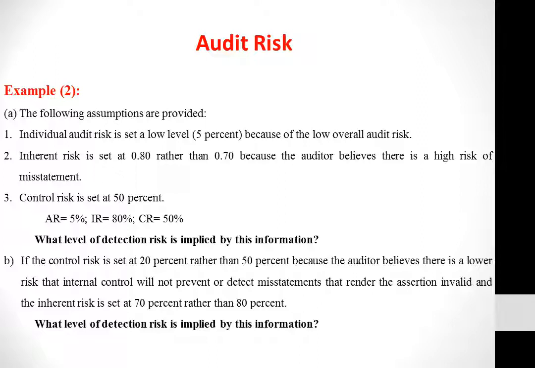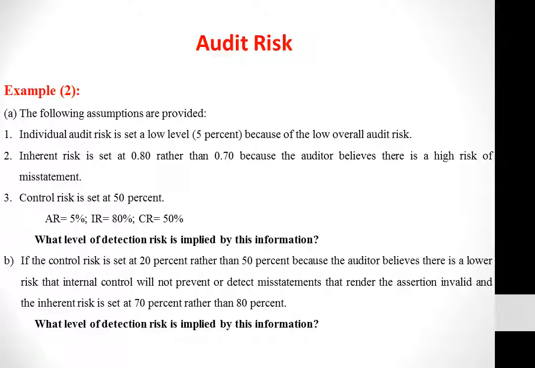B. If the control risk is set at 20% rather than 50% because the auditor believes there is a lower risk that internal control will not prevent or detect misstatements that render the assertion invalid, and the inherent risk is set at 70% rather than 80%, this means CR is going to be 20% and IR is going to be 70%. What level of detection risk is implied by this information? And this means that AR is still 5%.